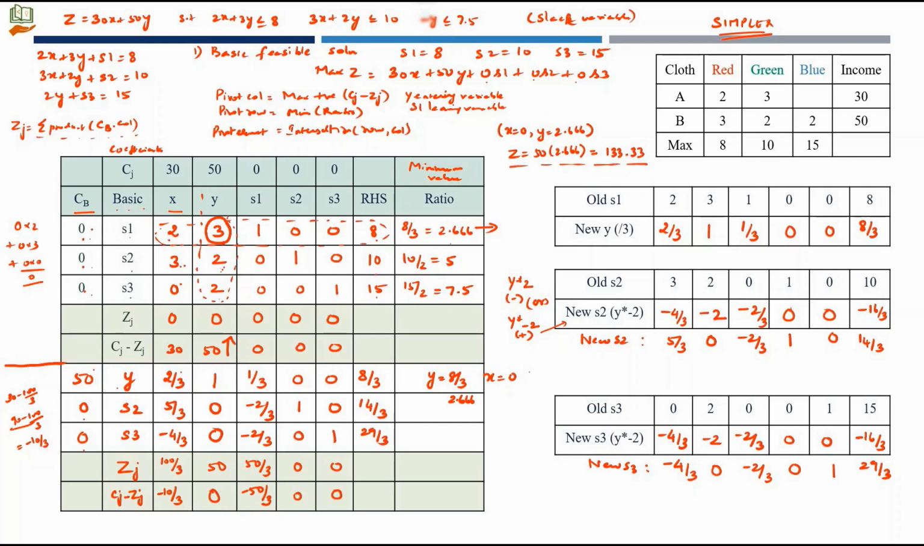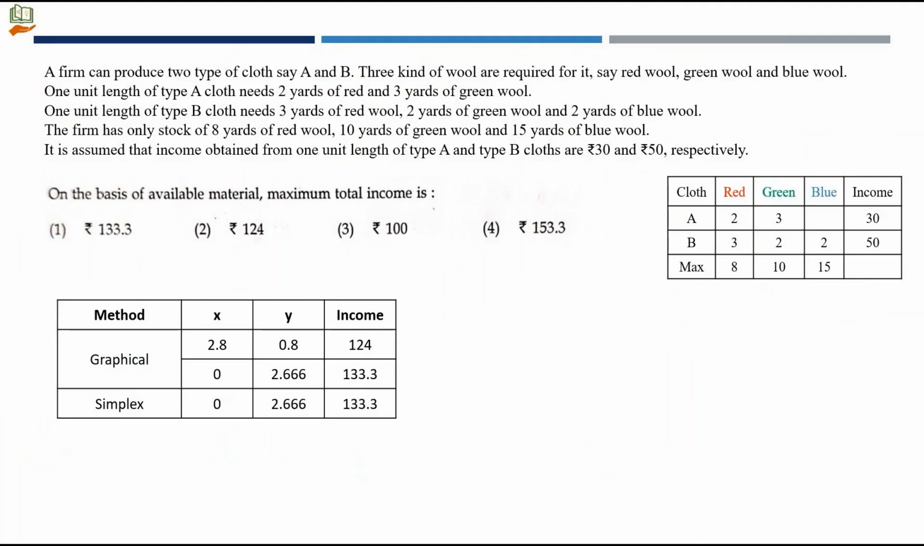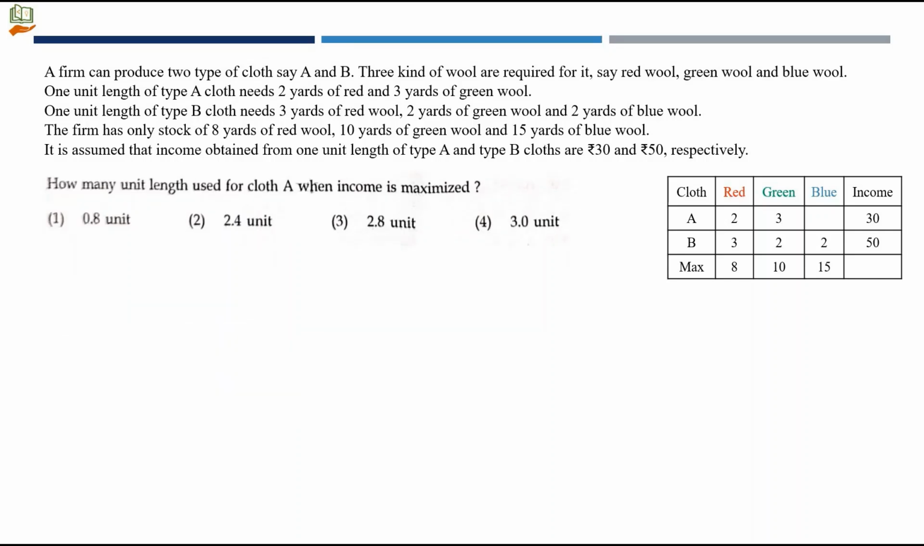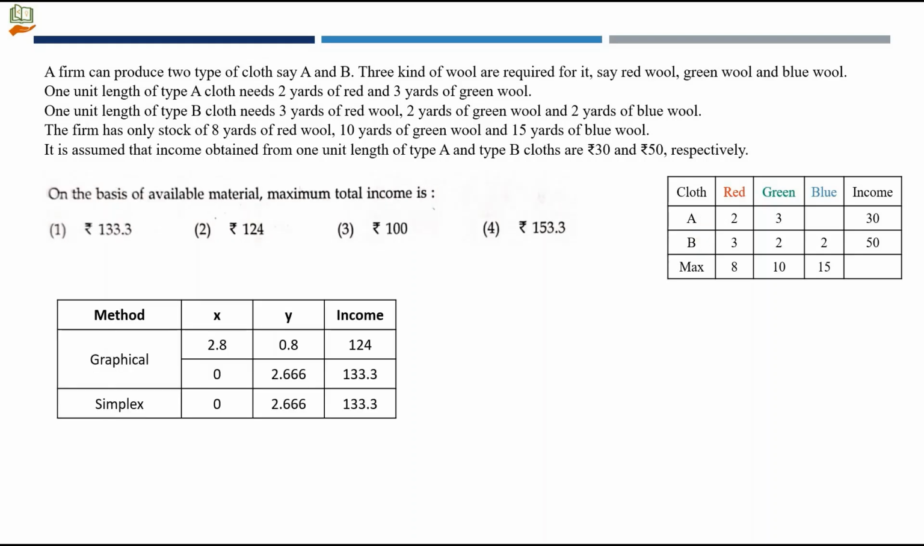Now we will just get into the comparison of results. Now they are asking on the basis of available material, maximum total income is. The subsequent question in this LPP set is, how many unit length used for cloth A when income is maximized? It means they are asking the value of x. Cloth A is x and cloth B is y. If they say x has any of those values, it means x cannot be 0. So you cannot choose this answer, whether it's graphically found or by Simplex method.